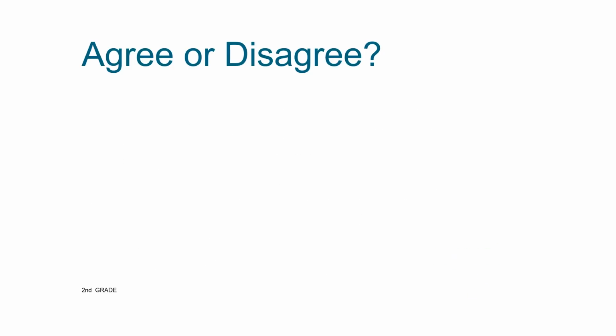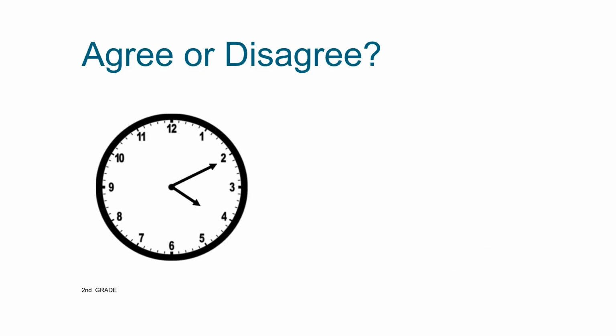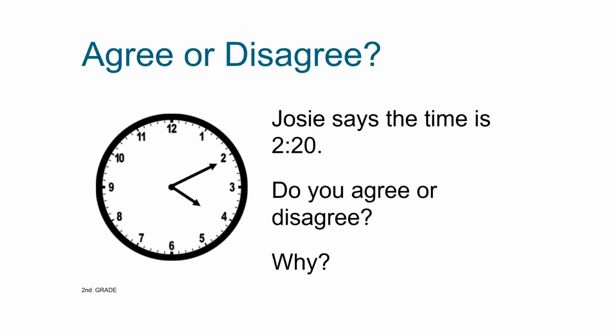Let's do another one. Read the time on the clock. Josie says the time is 2:20. Do you agree or disagree? Why? I will give you time to think and talk aloud. You should disagree. The hour hand is pointing at the 4. Josie thinks the hour is at the 2. The time is actually 4:10, so Josie is incorrect. I think she may have mixed up the hour hand and the minute hand.